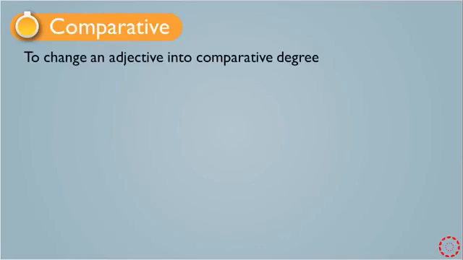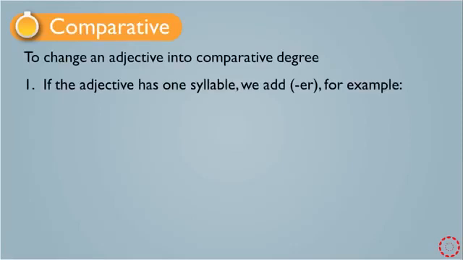Okay, now how to change an adjective into a comparative degree. Let's see. If the adjective has one syllable, we add er. For example, nice. It is one syllable. If we change to a comparative degree, we should add er. Nice, nicer. Strong, stronger. We added er to the end of the adjective.